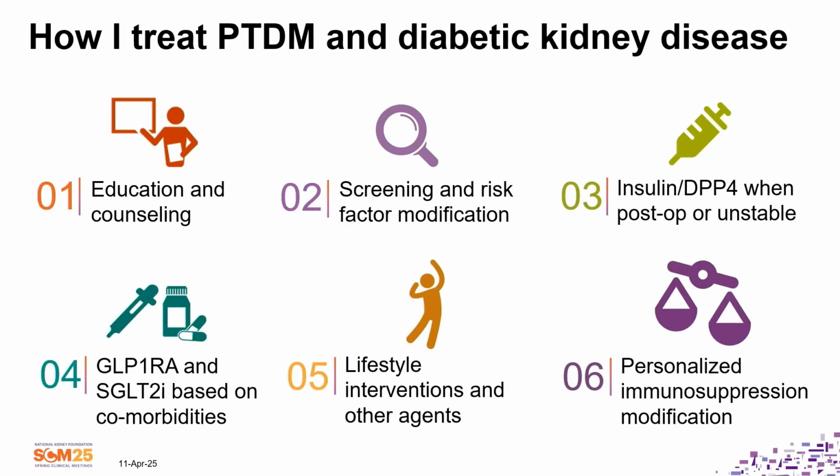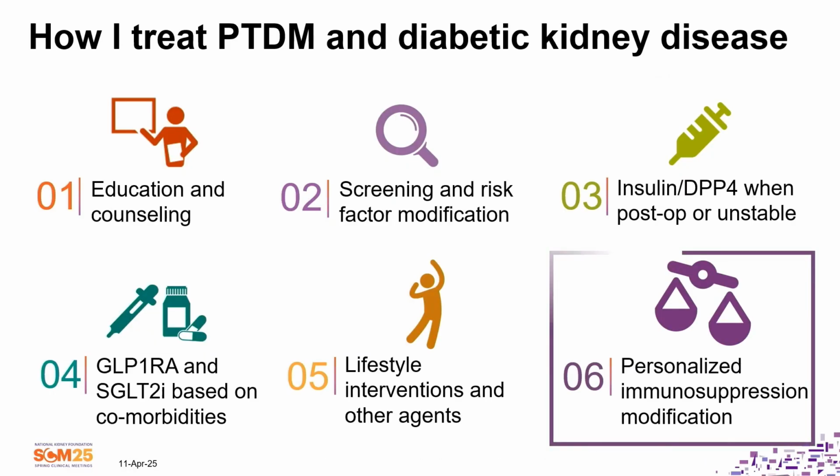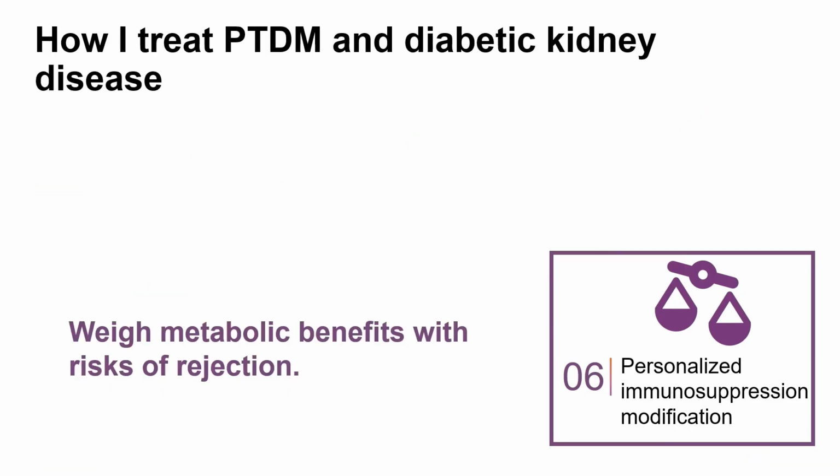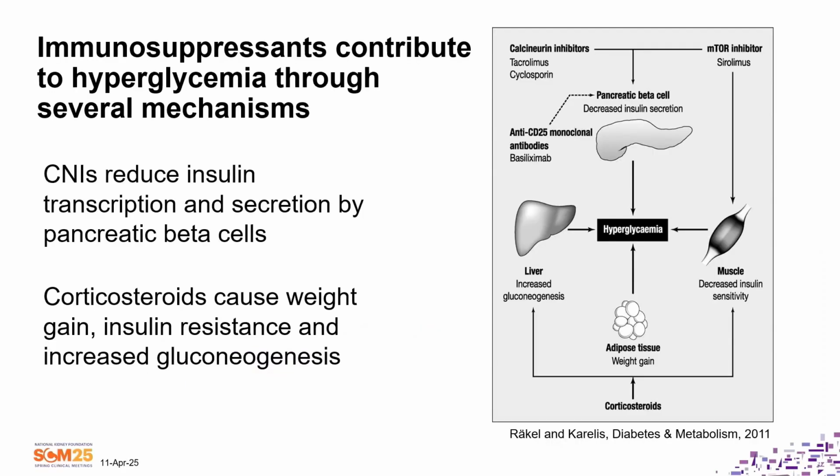All right, so the last part of my talk is point number 6, which is personalizing immunosuppression. Weigh the metabolic benefits of your immunosuppressive regimen with the risks of rejection. We know that immunosuppressants contribute to hyperglycemia through several mechanisms. Calcineurin inhibitors reduce insulin transcription and secretion by pancreatic beta cells. Corticosteroids cause weight gain, insulin resistance, and increased gluconeogenesis.